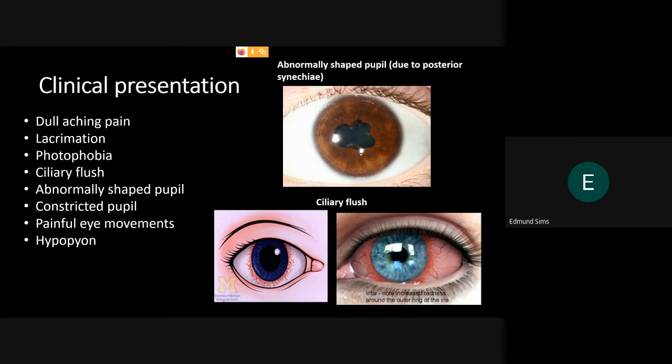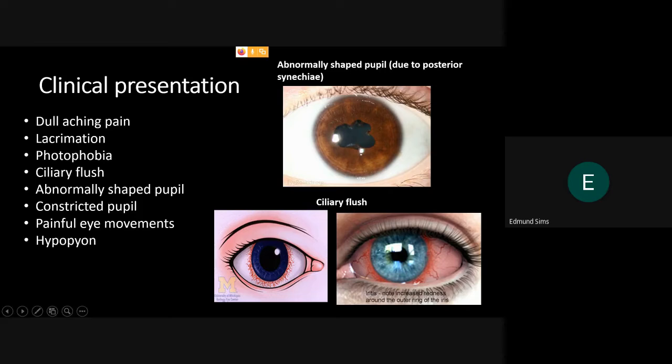So clinical presentation, you will typically find that they report a dull aching pain, lacrimation, so very teary eye, photophobia, and then ciliary flush. So if you have a look, I think the diagram probably conveys it the best. These are both computer generated, to be fair, but you'll see that it's most red around the iris. Abnormally shaped pupil, so I'm not going to try and pronounce that word there, but it's basically you get adhesions, and so you get irregular contraction and pulling, leading to a distorted pupil.